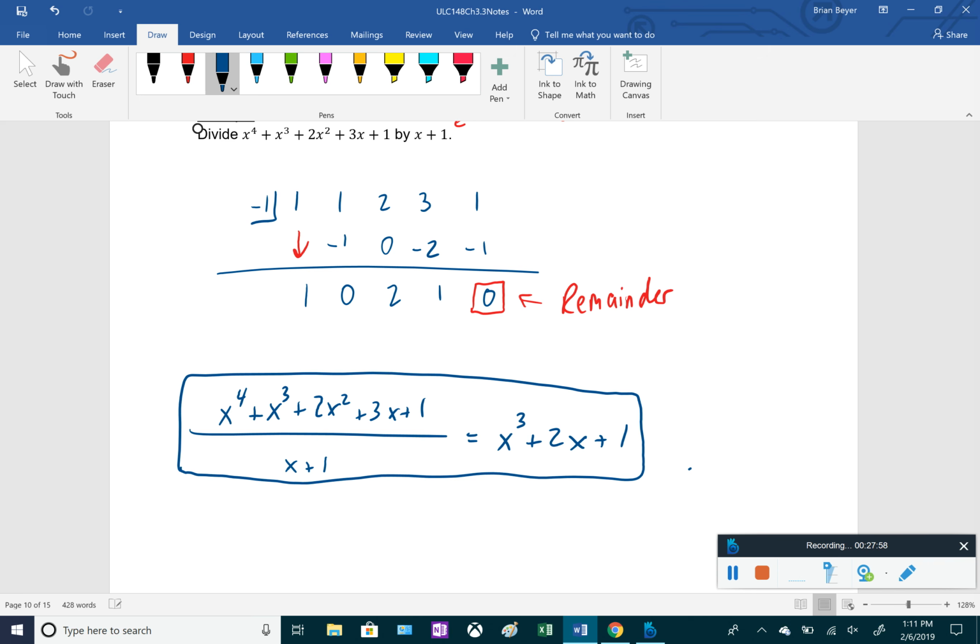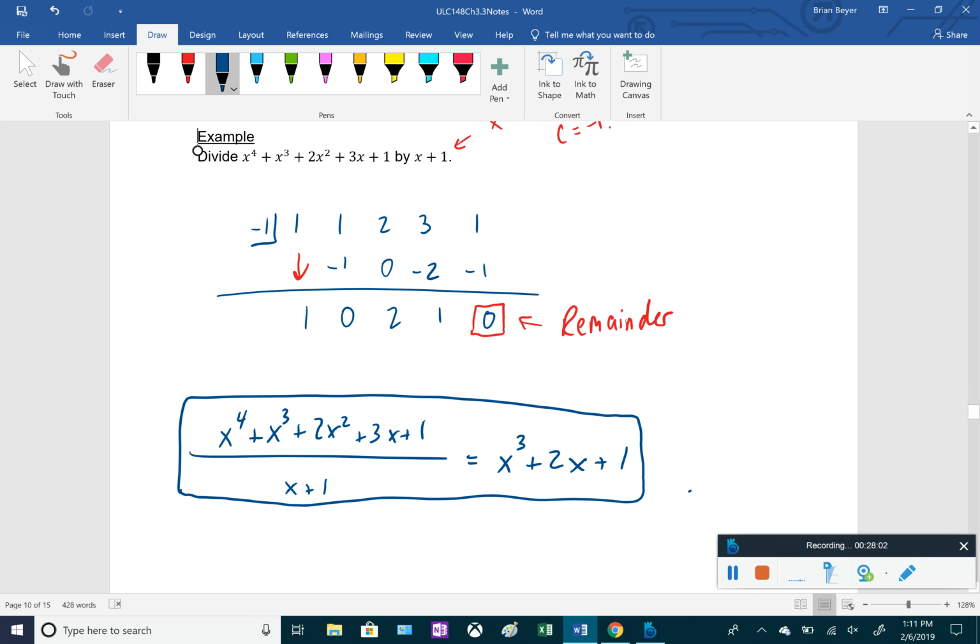So we'll see for the second theorem, what this actually means is that x plus 1 is a factor of that degree 4 polynomial, because we divided it and got a remainder of 0.